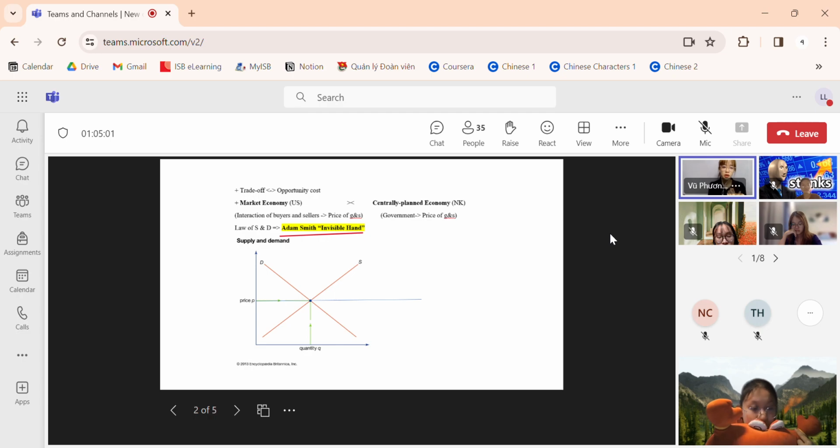Firstly, trade-off, secondly, opportunity cost, and thirdly, types of economy. So that would be your main focus for chapter 1. Good, right? So now let's move to chapter 2. In chapter 2, what did we learn here? Can you tell me some keywords, please?